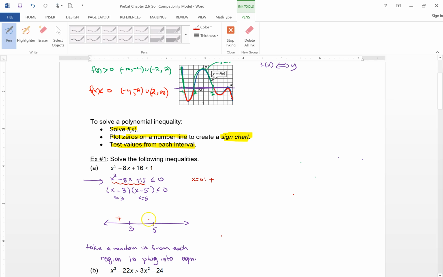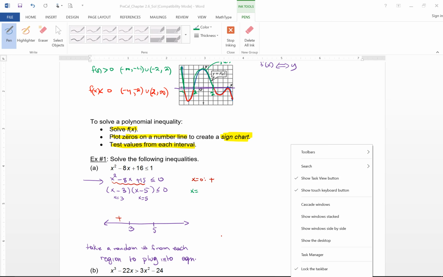Now, from the region 3 to 5, what number can we pick? You can, of course, pick 3.675. I'm going to pick a random 4. You just plug 0 into here. 0 minus 0 plus 15, it gives you a positive result. Does it matter actually what number you get? As long as it's inside the region, any number starting at 3 and ending at 5 should give you the same sign. I don't care what the value is, just the sign.